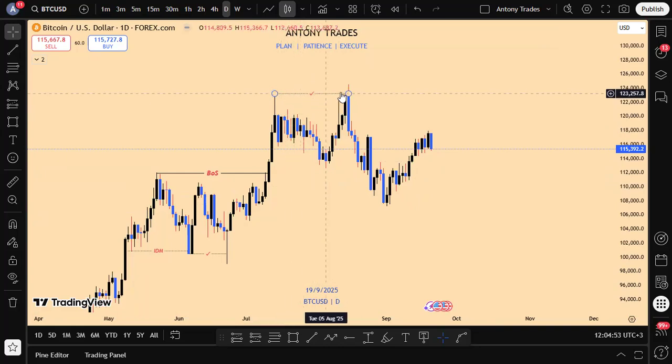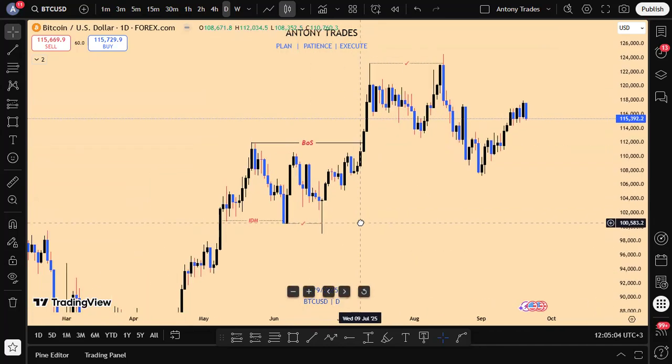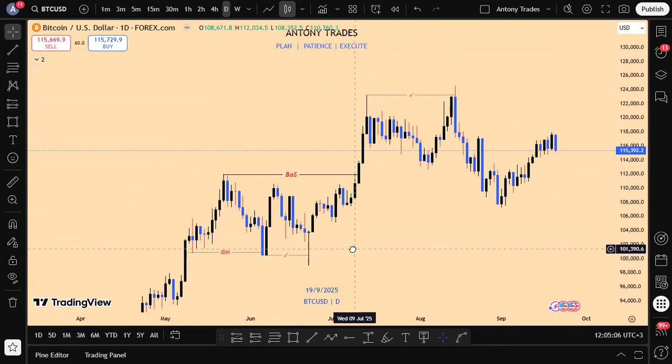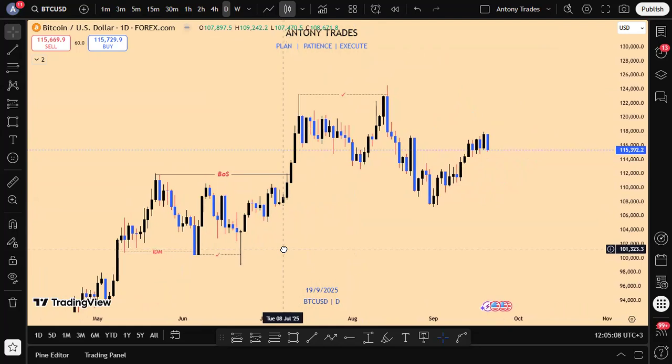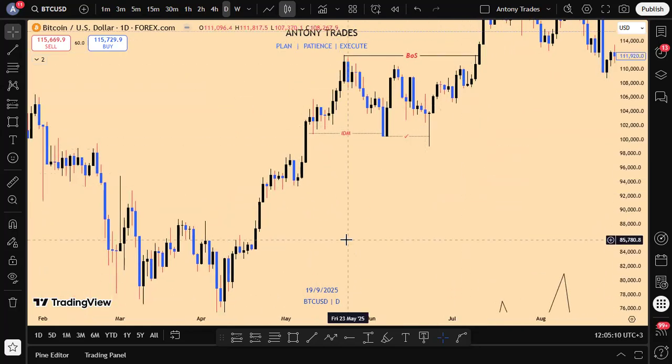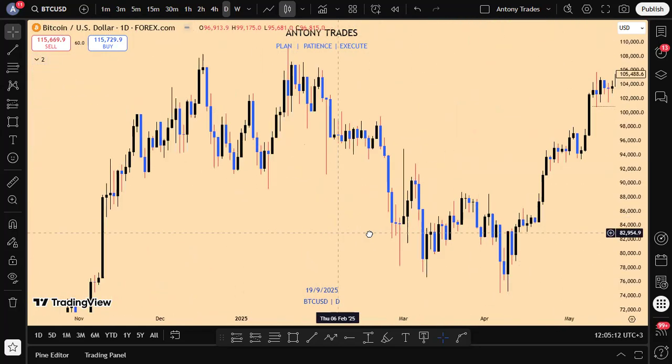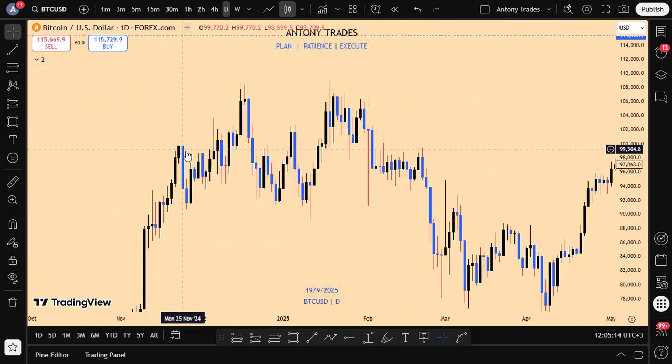Now, after the market swept this liquidity here, it came back to some kind of demand zone. And if we are marking this demand zone here, there is something we call the order flow. The order flow. For example, let me start from this area here.